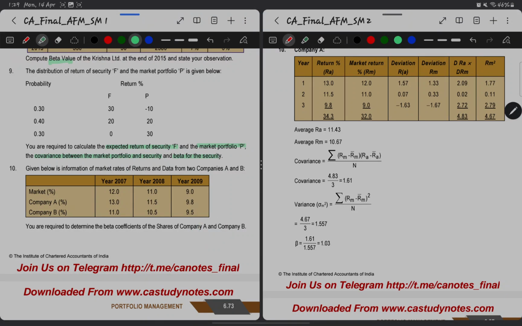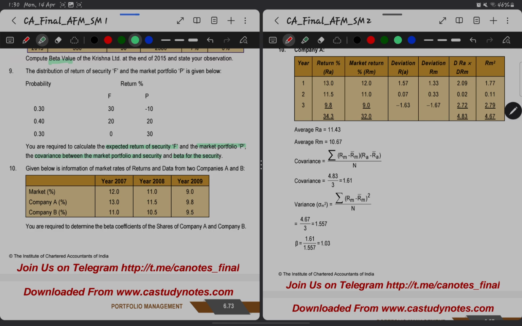ICAI students, let's revise CA Final AFM, Chapter 6 Portfolio Management, Practical Question 10. Given below is information of market rates of returns and data from two companies A and B. So for 3 years they have given market return, company A's return and company B's return. You are required to determine the beta coefficients of the shares of company A and B.